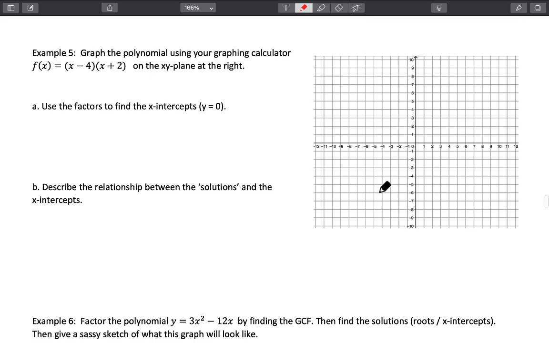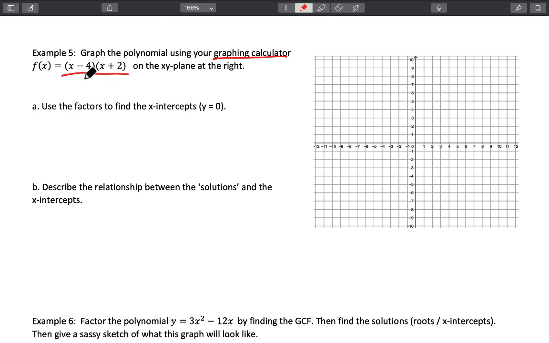All right, in example 5 here, we're going to go back to graphing our polynomial. We can use our graphing calculator, or we can use Desmos. And for this example, I've graphed it on Desmos for you. And we're going to discuss what these factors in our x-intercepts have in common.